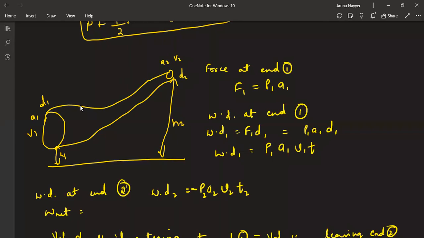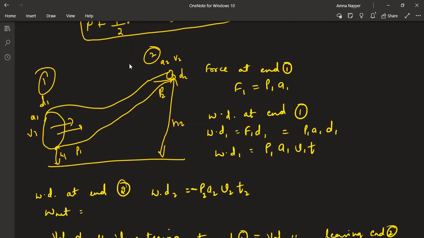Now see, what will happen when the fluid flows inside? P1 will be the pressure, and when it moves outside, this will be P2. I'm referring to this as N1 and this as N2. If you look at the force at N1, we know the pressure is P1 and the area is A1. Pressure is force upon area, so force will become pressure into area. So F1 will be P1 into A1.